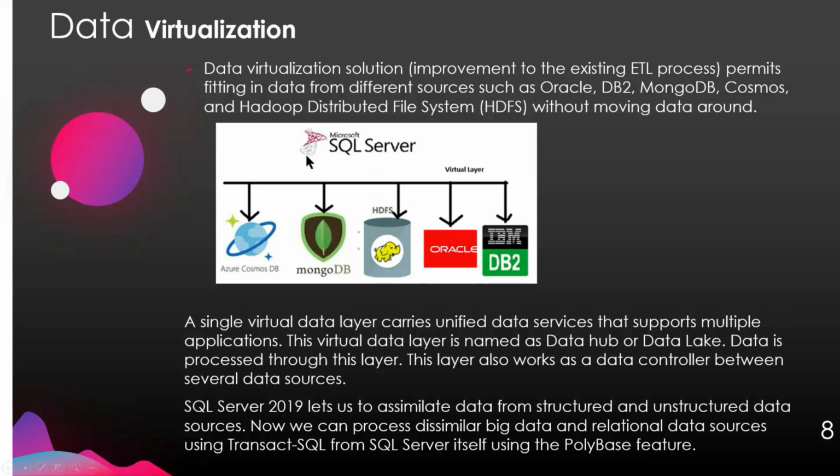So in the picture, you can see the other databases are actually tied together using a virtual layer. It can connect and talk, and this is the HDFS. Now, a single virtual data layer, which is the data layer here, if you follow my mouse, carries unified data services that support multiple applications. If you have multiple applications using this data layer, it can support the connectivity.